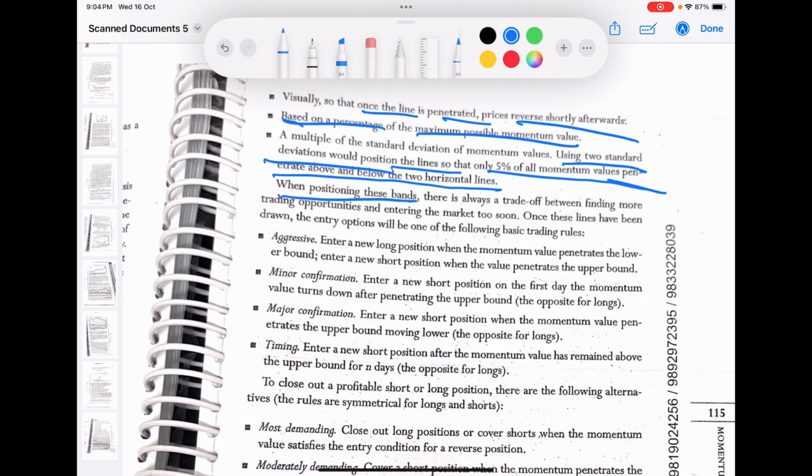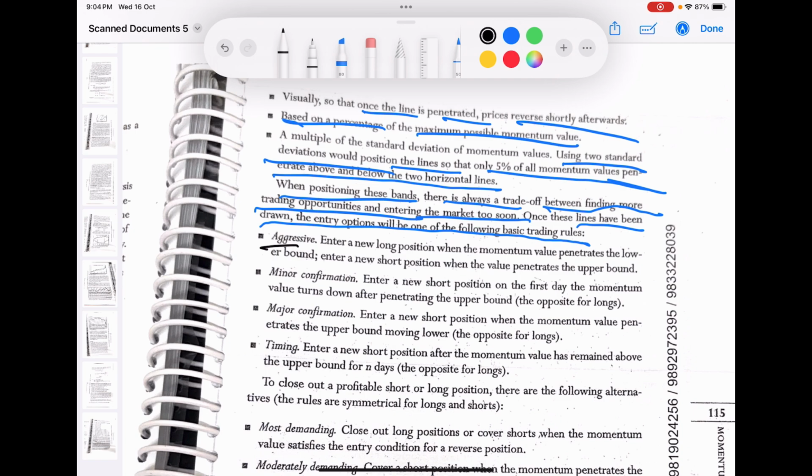When positioning these bands, there is always a trade-off between finding more trading opportunities and entering the market too soon. Once these lines have been drawn, the entry options will be the following. So, you know the entry options, you know overbought, oversold, when do you buy, when do you sell. We've discussed that in level 1 as well.